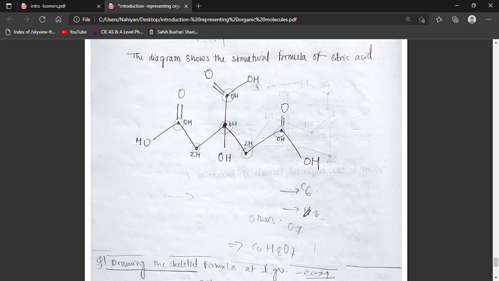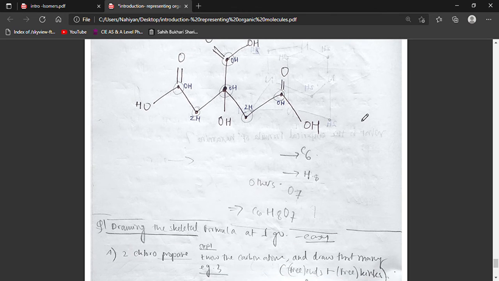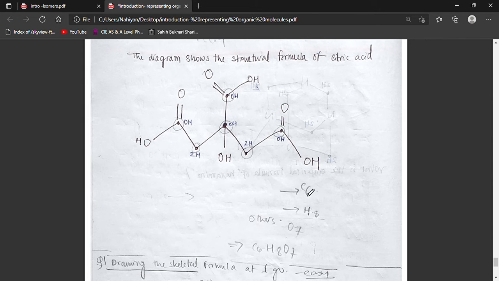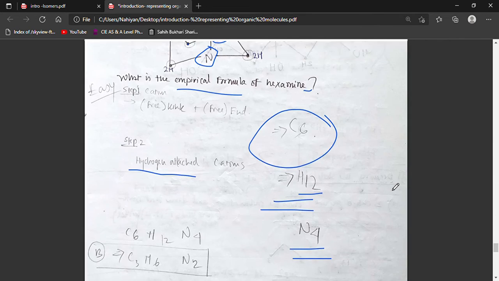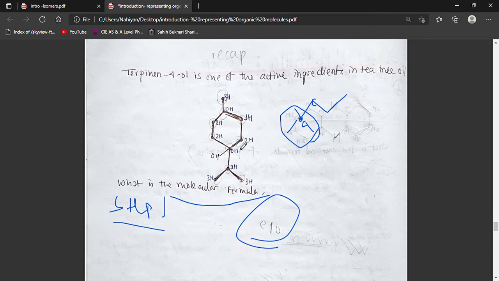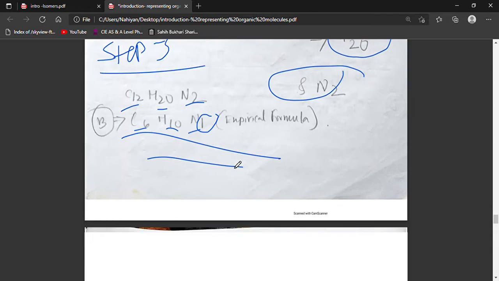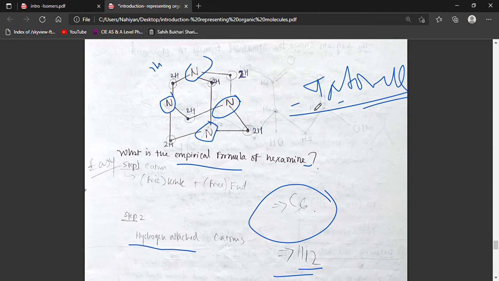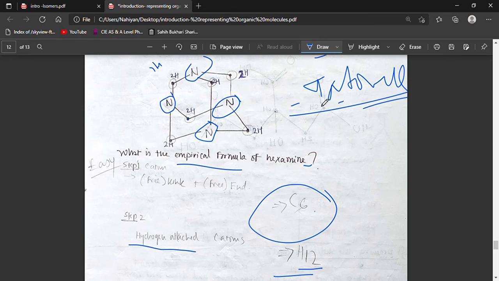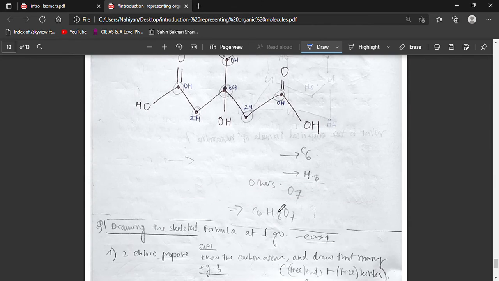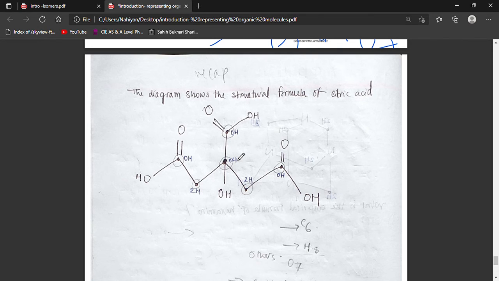Moving on to the last diagram, the diagram shows the structural formula of citric acid. Our first step was to count the number of carbon atoms. This could be trickier because the other times, if there was any functional group attached, I showed it using a blue line. But this time there is no blue line, and this could be confusing. So now we have to look for free corners, free kinks and free ends.